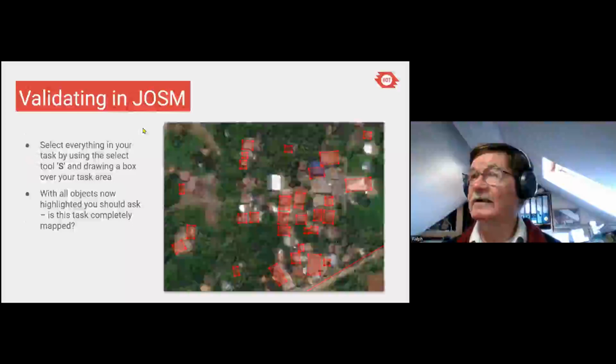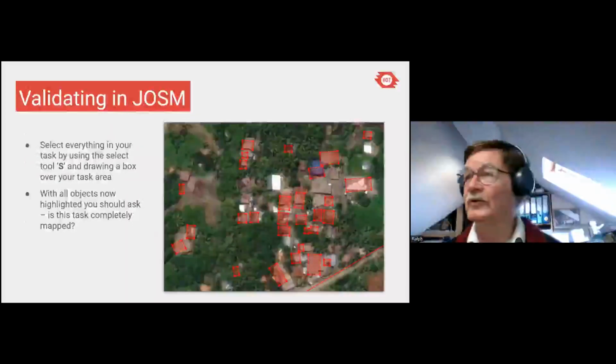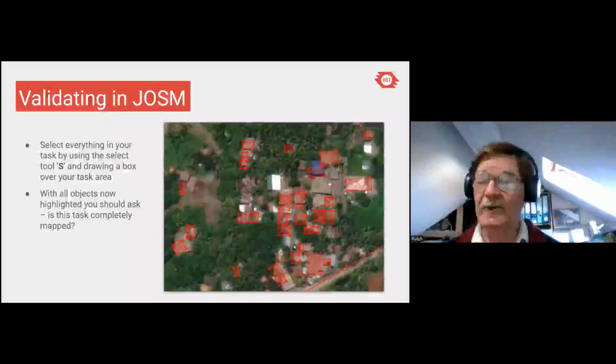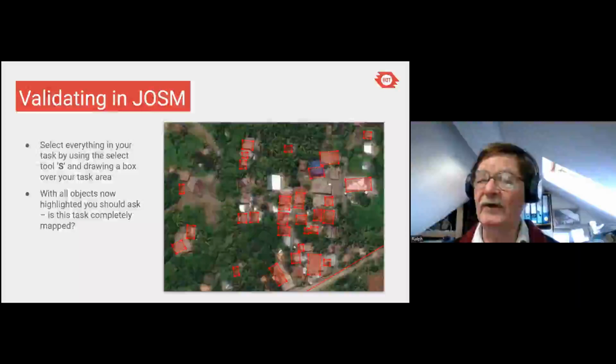Right, validating in JOSM. The first bit that you do will select everything, and I'll show you how to do that. You simply drag a box around the task square with your selection tool, and you will be able to select all. You can also do that by pressing S to get the select tool and drawing that box.